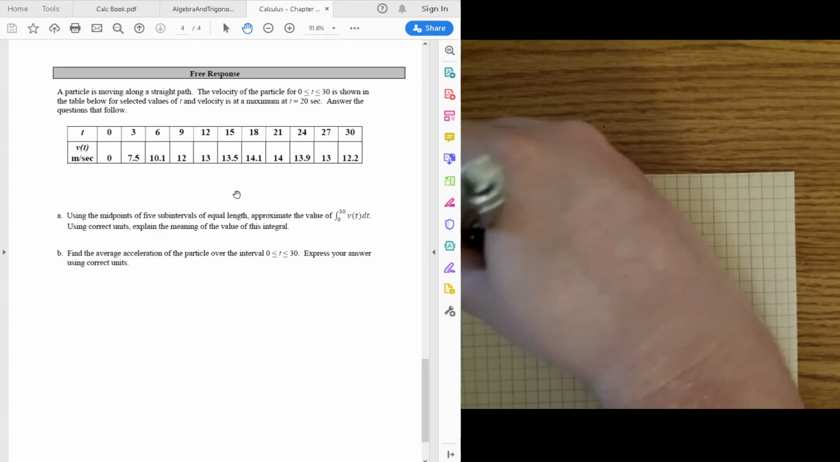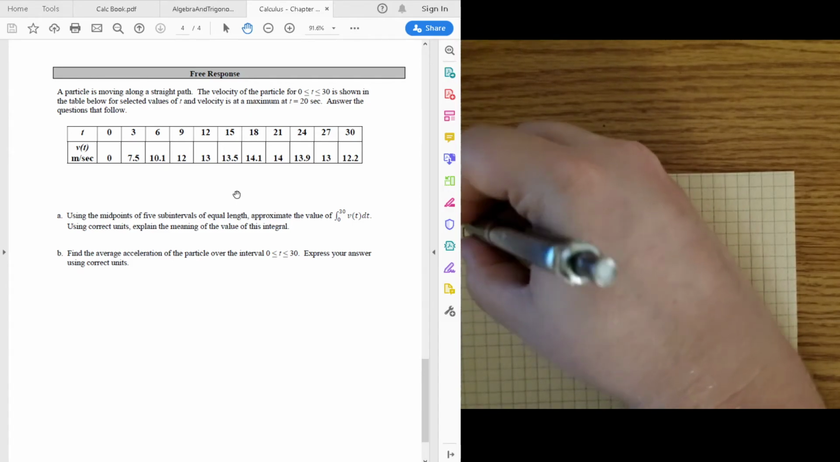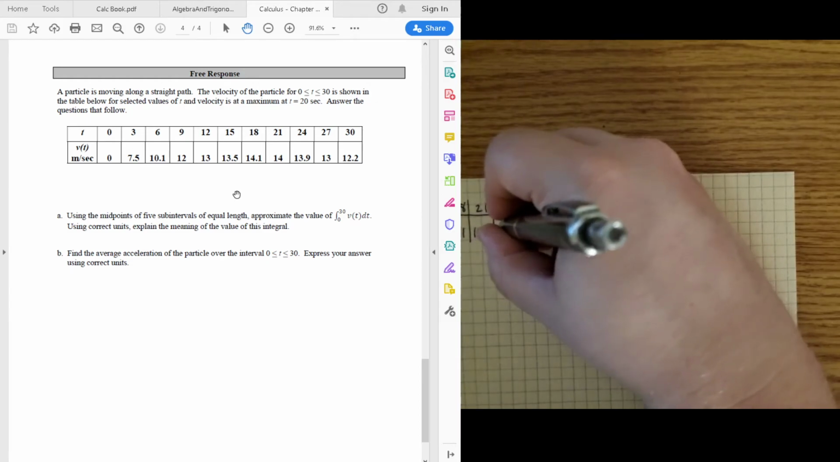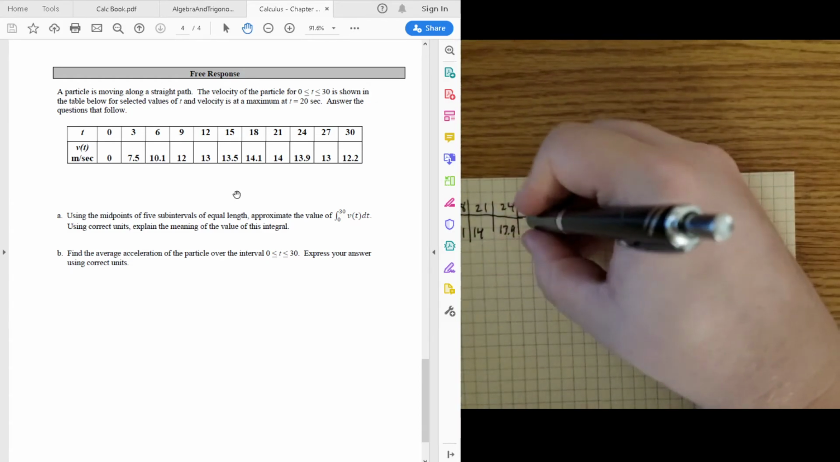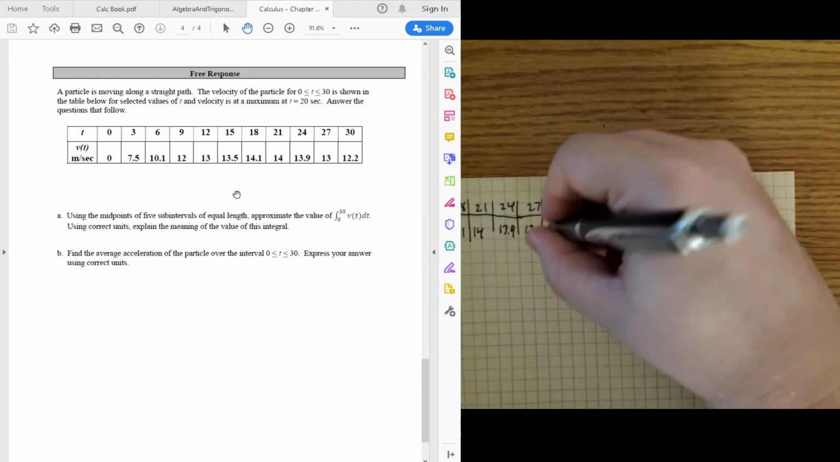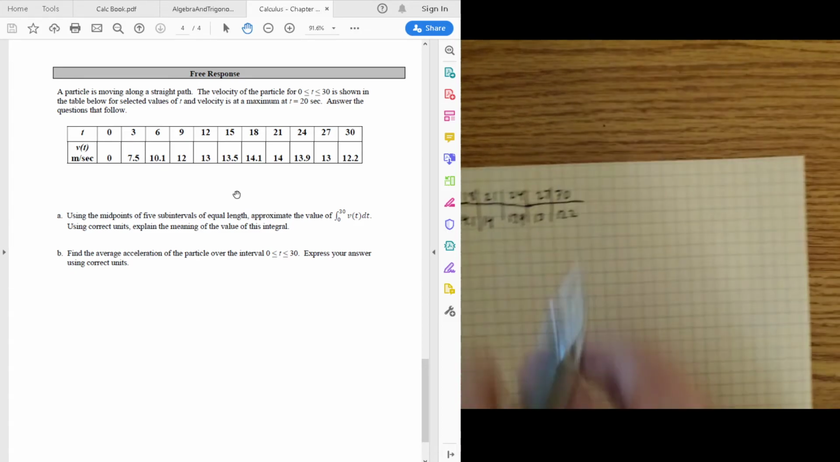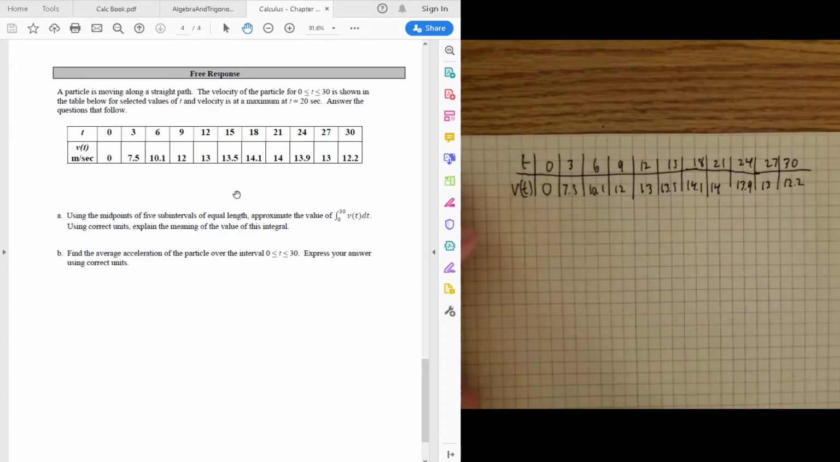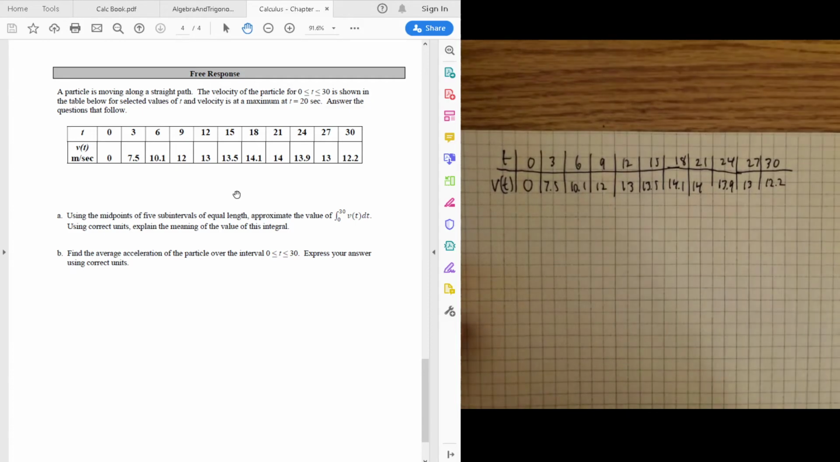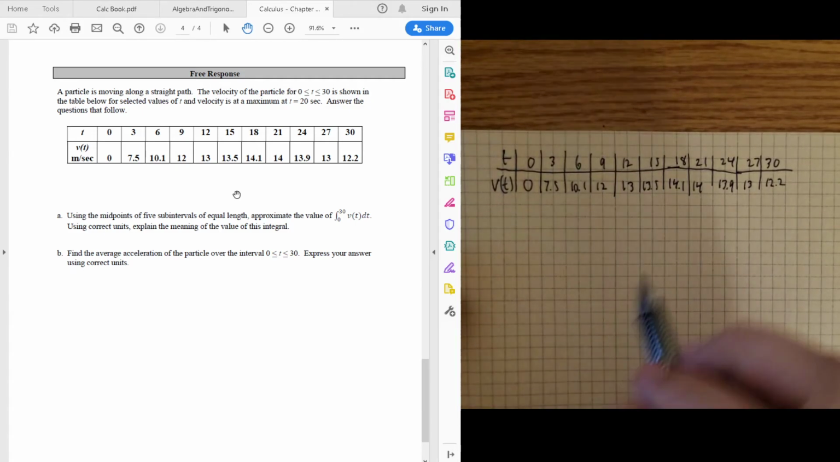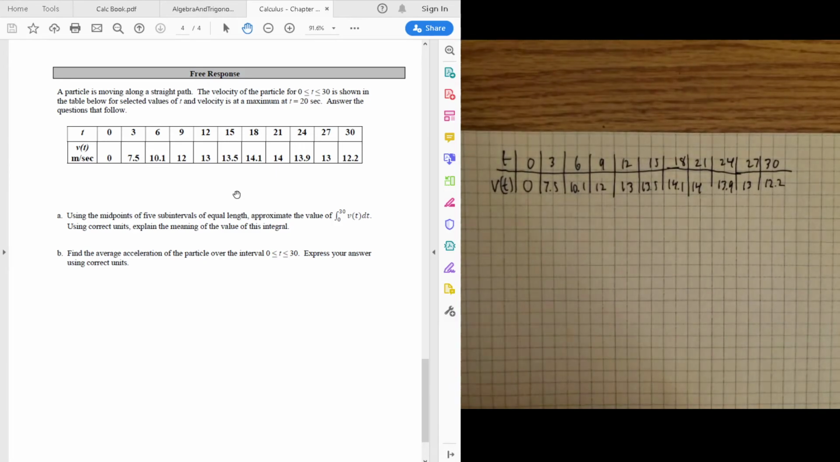Those values are 0, 7.5, 10.1, 12, 13, 13.5, 14.1, 14, 13.9, 13, 12.2. I'm just copying the table down. It says in the free response, use the midpoints of 5 subintervals of equal length. So I have to take these lists and create 5 intervals.